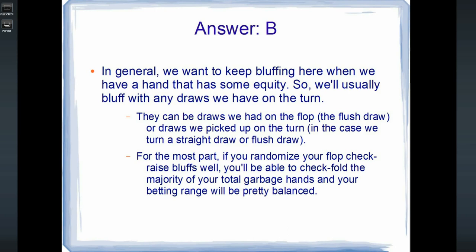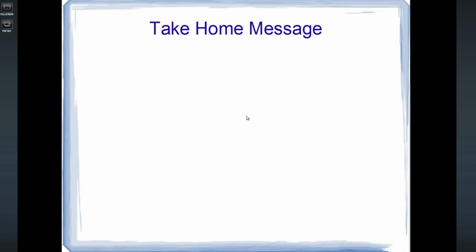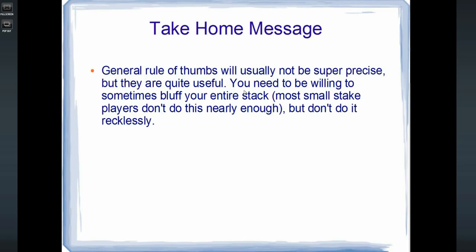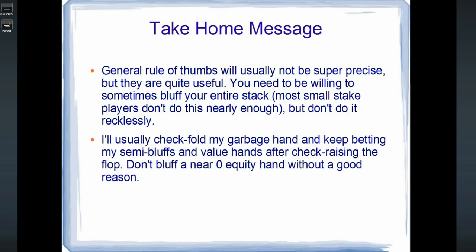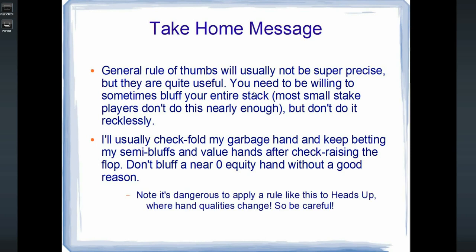So let me explain exactly what I mean by this. So here's the take-home message, and then I'll go into a bit more detail. General rules of thumb will usually not be super precise, but they are quite useful. You need to be willing to sometimes bluff your entire stack. Most small stake players don't do this nearly enough, but don't do that recklessly. I'll usually check fold my garbage hand and keep betting my semi-bluffs and value hands after check raising the flop. Don't bluff a near zero equity hand without a good reason. Note it's dangerous to apply a rule like this heads up where hand qualities change, so be careful.